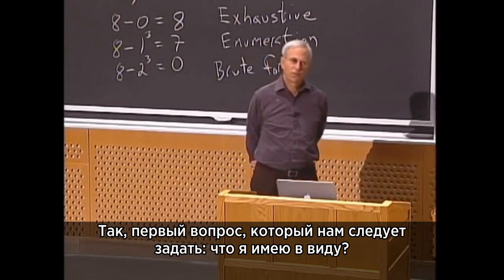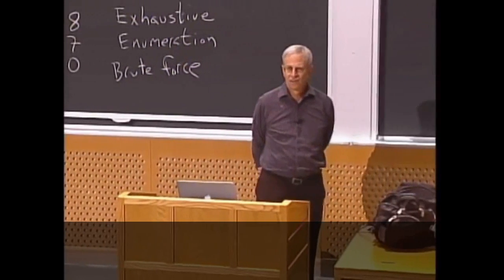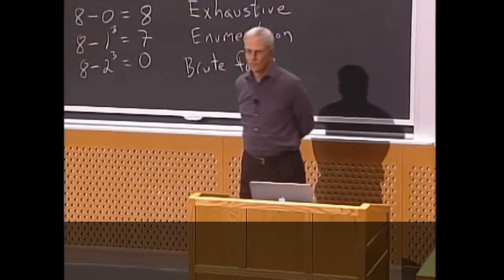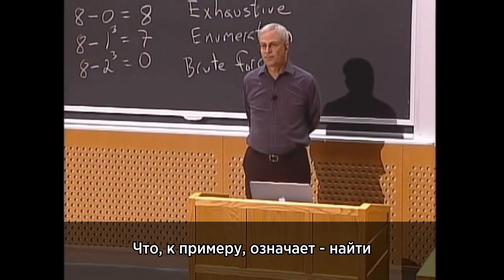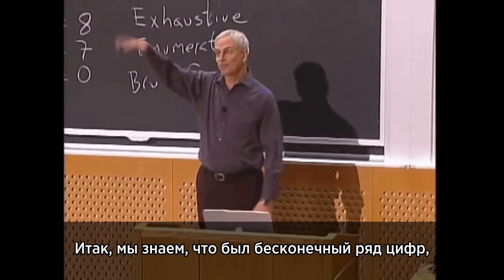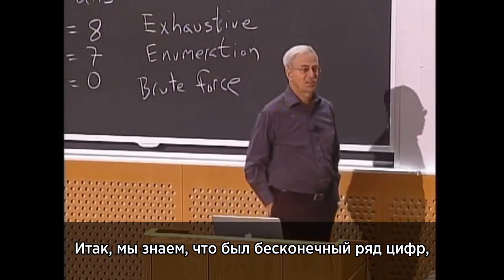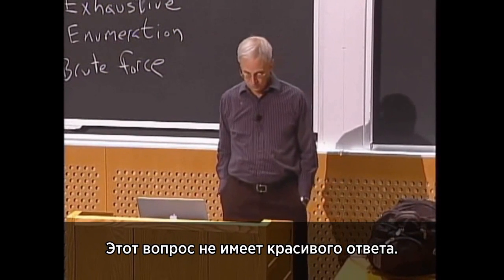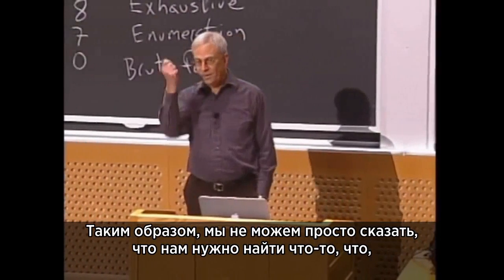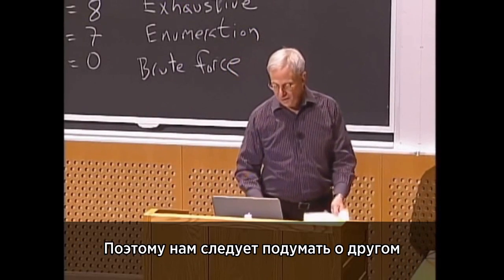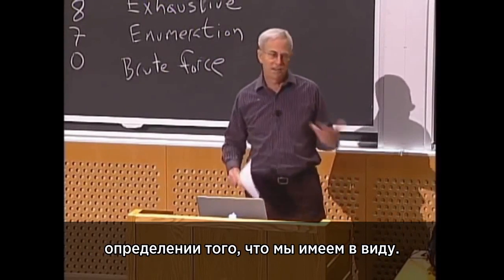Well, the first question we need to ask is, what do I mean? And that's kind of a subtle question. What does it mean to find the square root of a number? What does it mean, for example, to find the square root of 2? Well, we know that that was an endless series of digits before we can find the square root of 2, right? It does not have a nice answer. So we can't just say we have to find something that if we multiply it by itself, it will equal 2, because we can't find such a thing. So we've got to think about a different notion of what we mean.